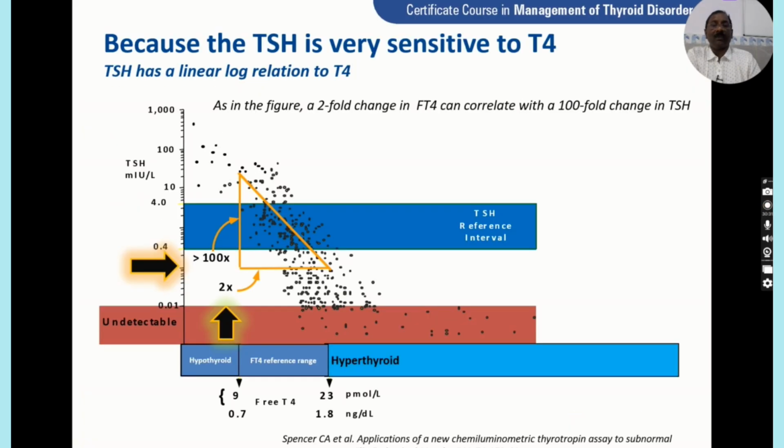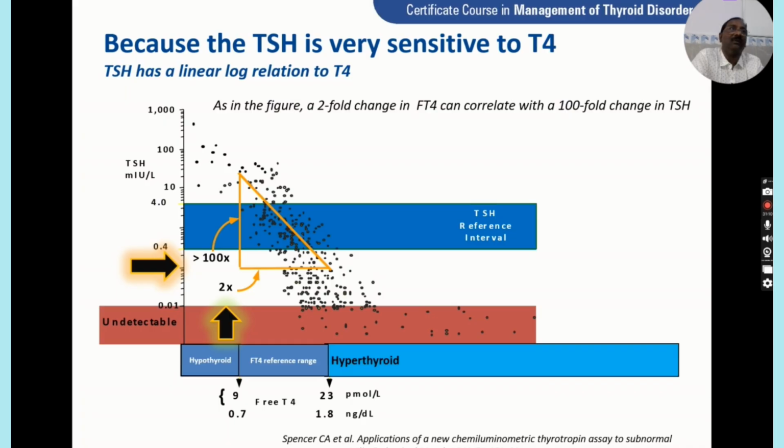So why? See here, I told you very clearly. In the blue one, that is the TSH, and the red one, that is your T4. See the lot of changes in the TSH, but in the T4, very little change. That is the beauty of this slide. This slide clearly shows that a 2-fold change in the free T4 can correlate with a 100-fold change in the TSH. What is the normal free T4? 0.02. 2-fold means 0.02 to 0.04.